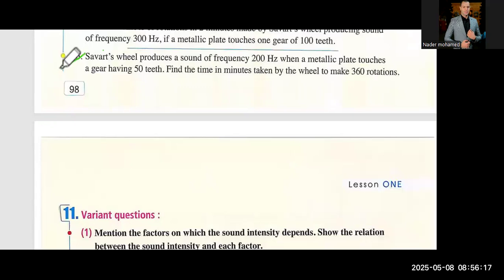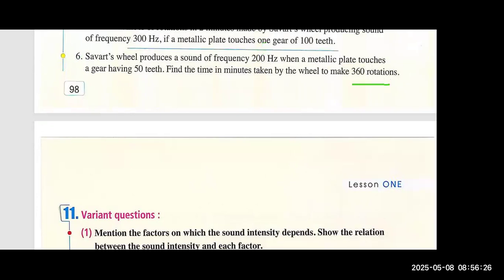Question 6, page 98: a source produces sound with a given frequency and rotation. Find the time needed for the number of repetitions. So T equals D times N over F.